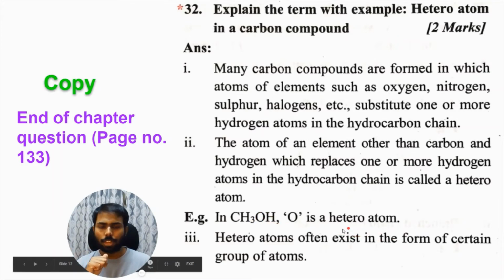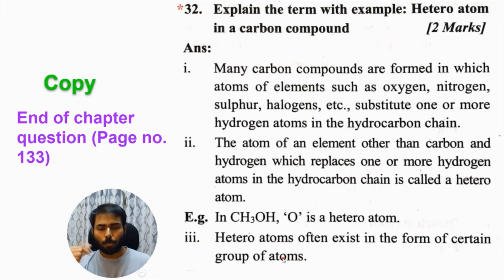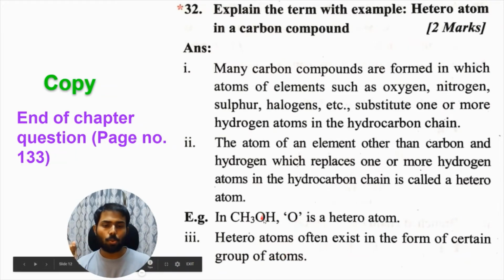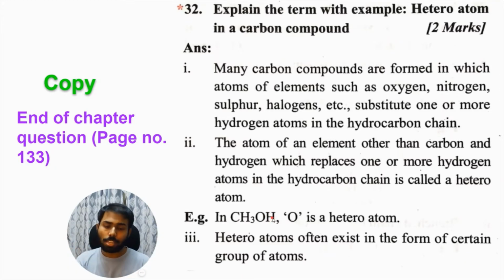Okay, and heteroatoms often exist in the form of certain group of atoms. हमेशा अकेला अकेला नहीं होता, मोस्टली वो किसी और के साथ होगा. सो यहाँ पे O अकेला है क्या? नहीं, O is with H, so OH. Similarly carboxylic acid, COOH, right? So in most of the cases these heteroatoms are not alone, they're generally with a group of atoms. कौन से अकेले होते हैं? Halogens are generally alone, chloro, bromo, iodo, so on and so forth. Okay, so that's your answer to the question related to heteroatom.